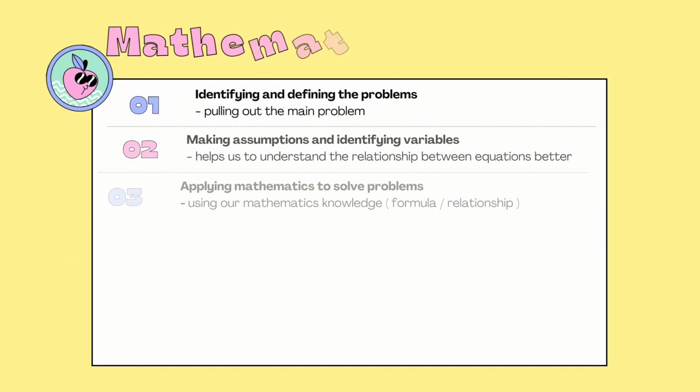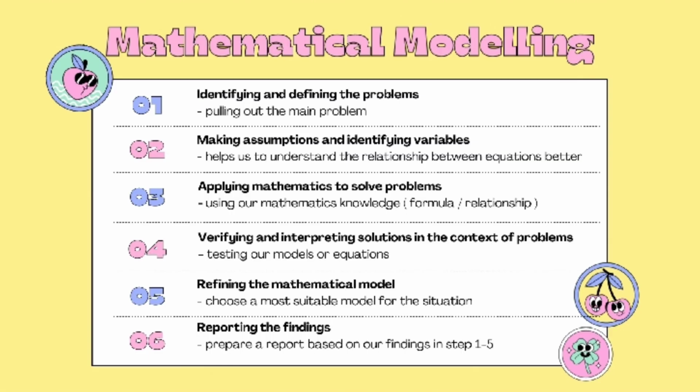Represent to you a way to solve a problem using mathematical modelling from Mathematics Chapter 8 Form 5 KSSM. As we all know, there are 6 main steps we need to memorize from this chapter. First of all, identifying and defining the problems, which is easily described as pulling out the main problem in the situation. Second, making assumptions and identifying variables which will help us to understand the relationships between equations better.